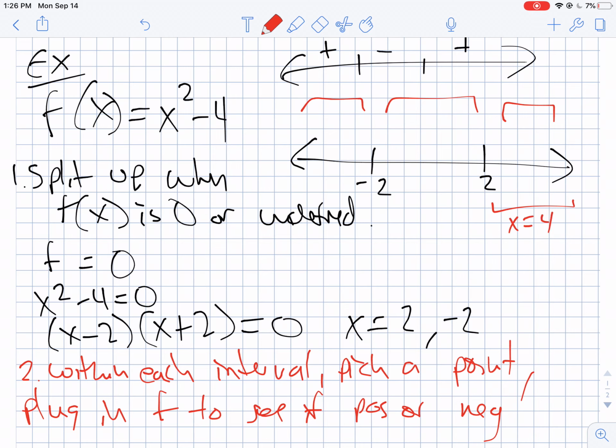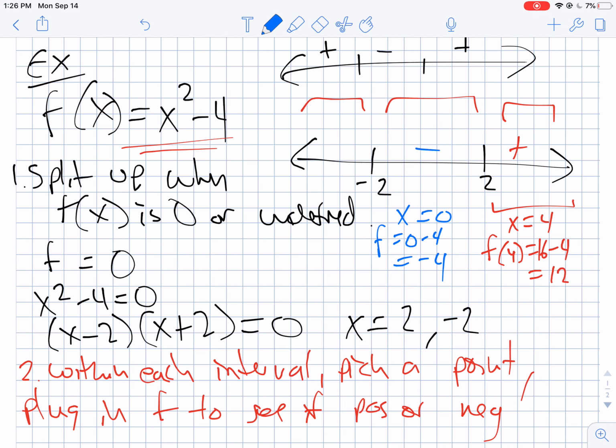Usually I plug into a factored form, but in this case it doesn't matter. So f of 4 equals 16 minus 4, which is 12. It doesn't matter what the number is; what matters is that it's positive. Now we pick a point between negative 2 and 2. The obvious one is 0, and if you can ever pick 0 to plug in, you should. So f of 0 is 0 minus 4, which is negative 4.